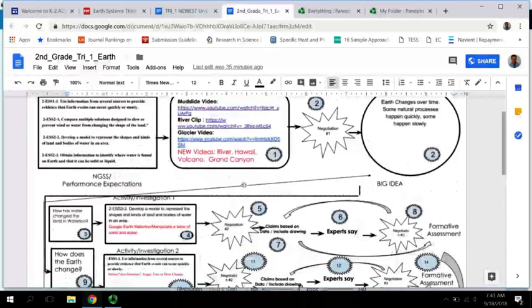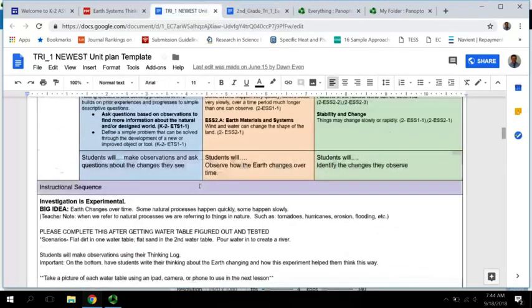So in this lesson, it will be after you have listened to the students' ideas from the initial engagement activity and developed this big idea from this first negotiation. Now you're going to have the students come up with a question to investigate.